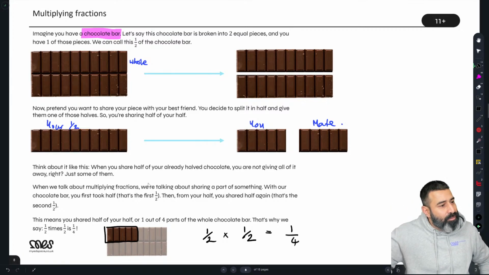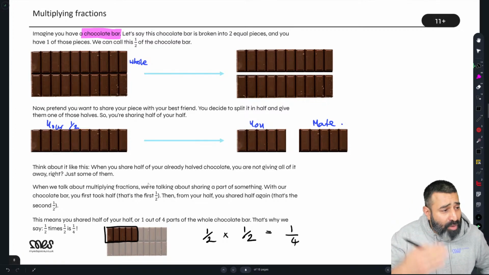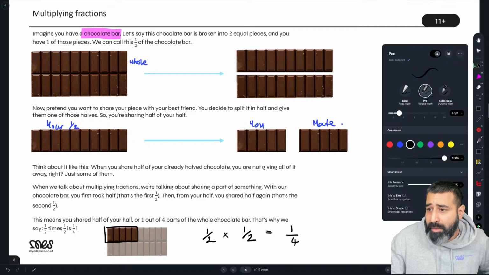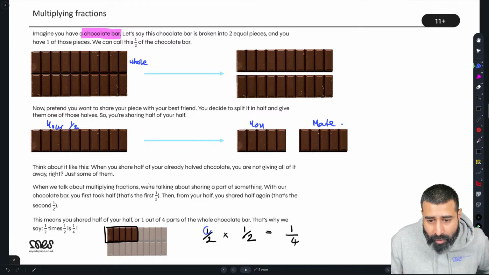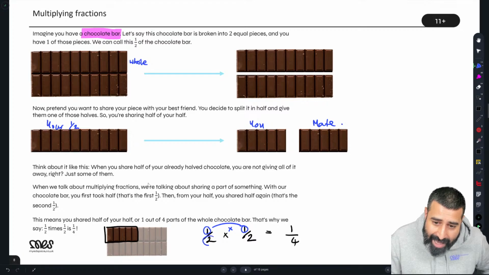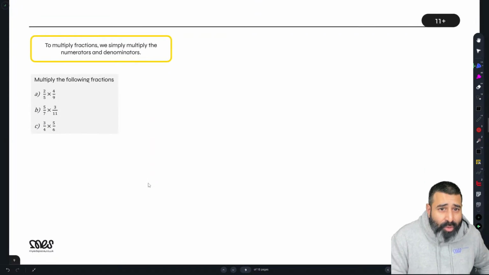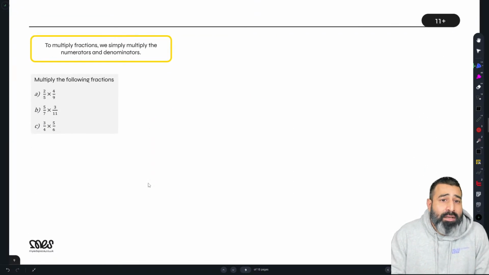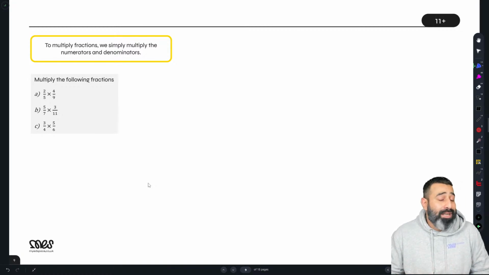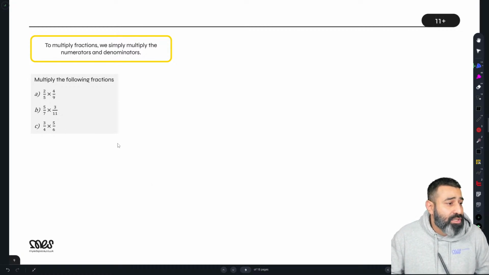So can you tell me what we're doing then when we're multiplying a half and a half? What's going on? What are we doing to these guys? We're simply multiplying the numerators and we are multiplying the denominators, okay? That is it. That is it, okay? So let's have a look. And you've got a little guide here. We simply multiply the numerators and the denominators when we are multiplying fractions, okay?